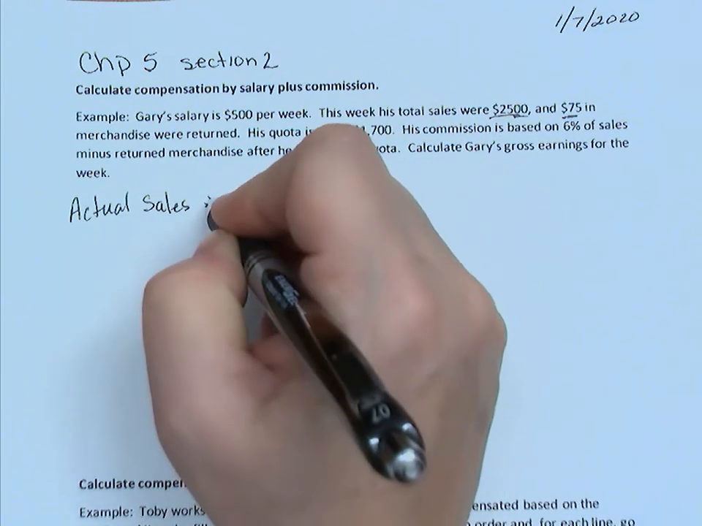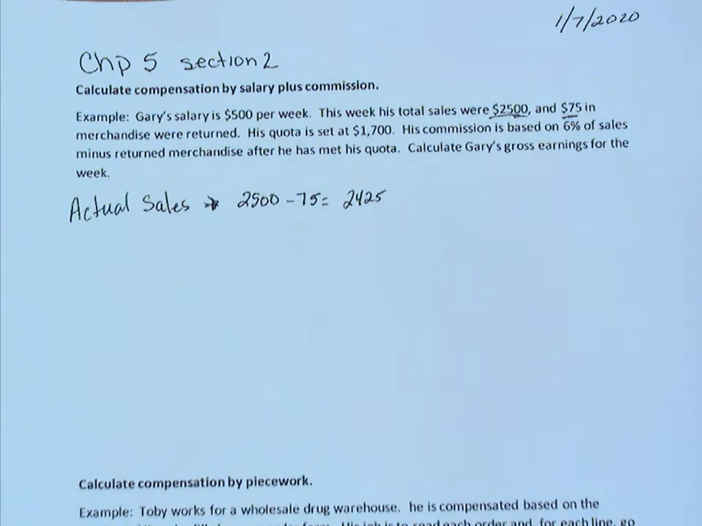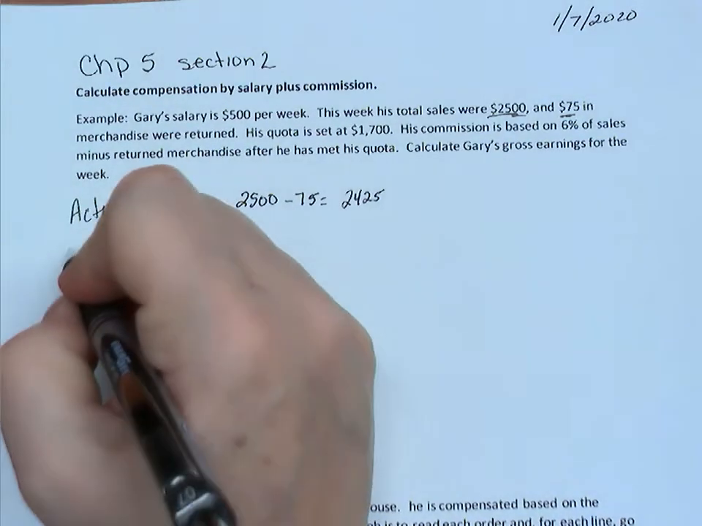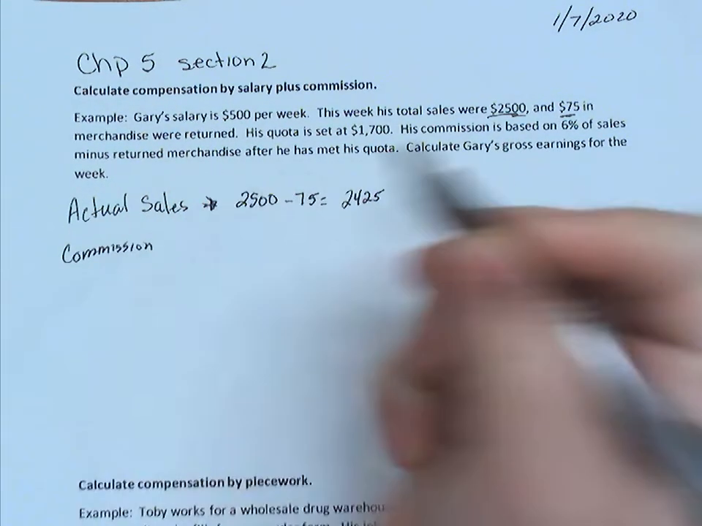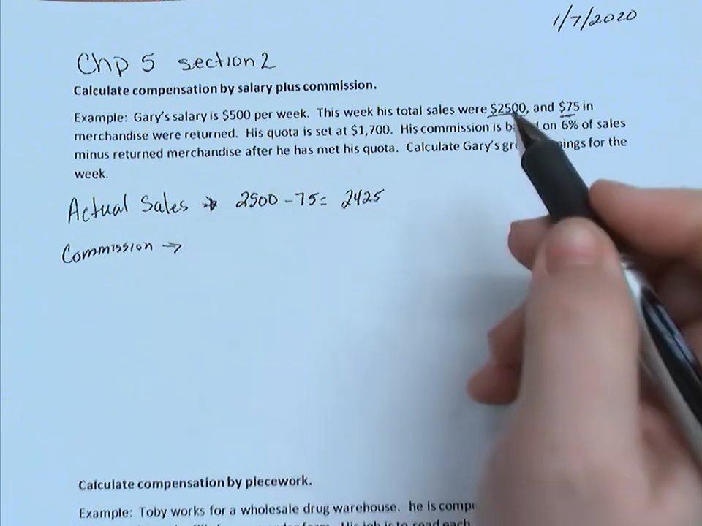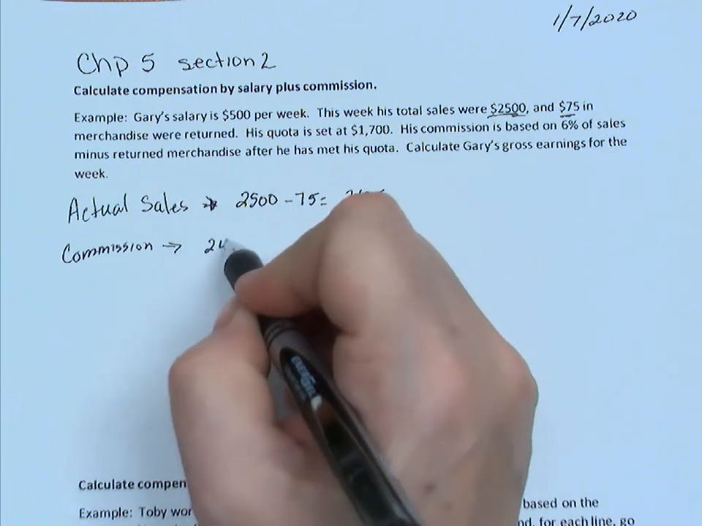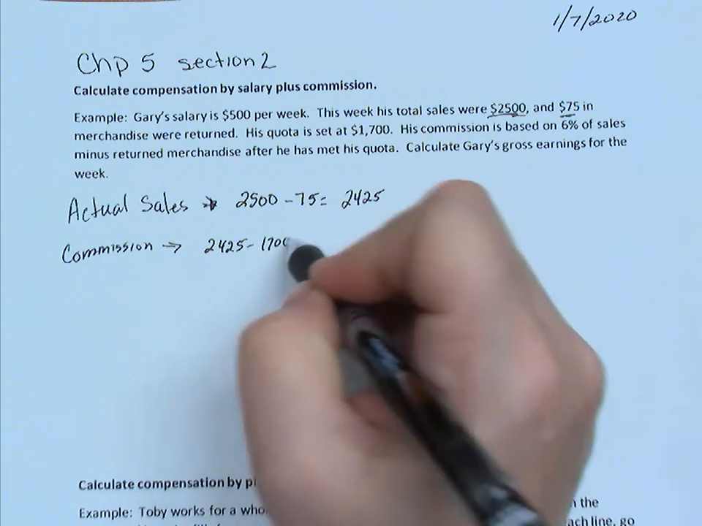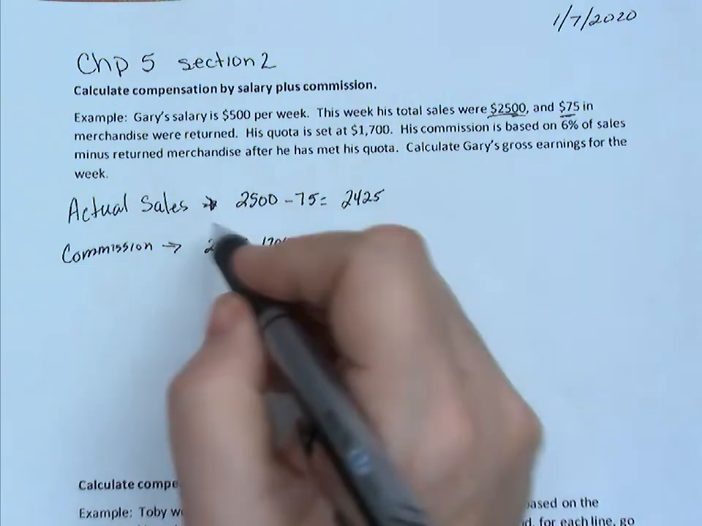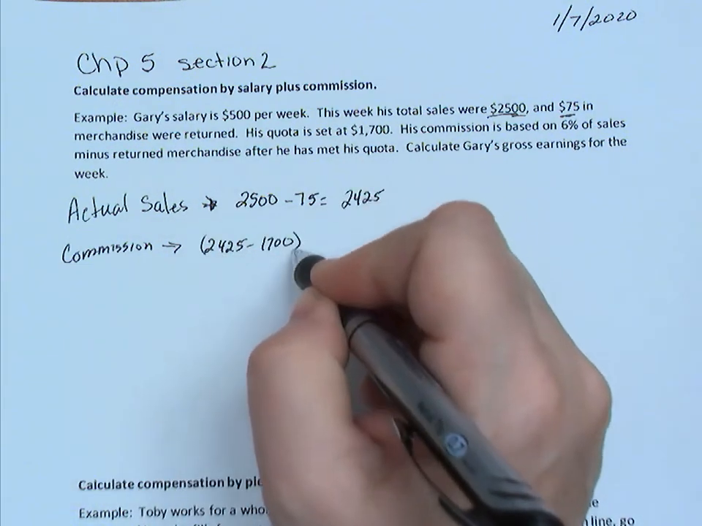Okay. Then after we figure that part out, his commission is actually based on that amount minus his quota. So that would be the $2,425 minus the quota, which was $1,700. Okay, then that value is multiplied by 6%.